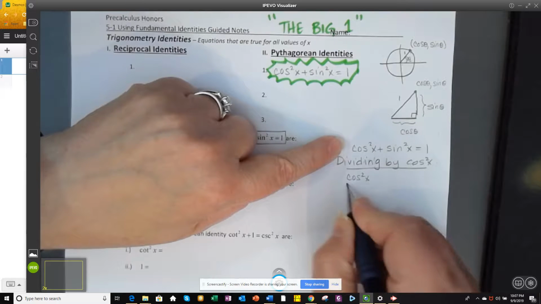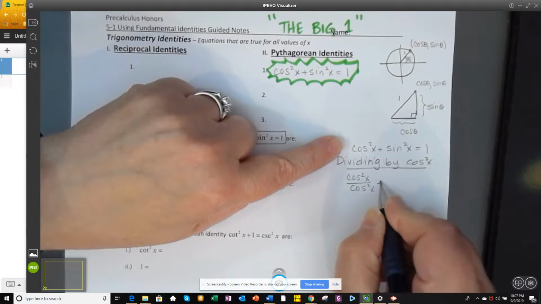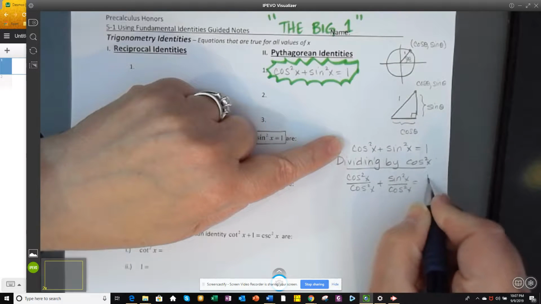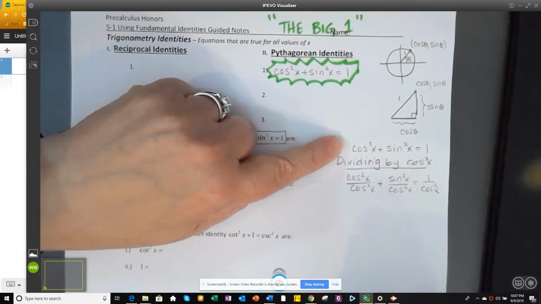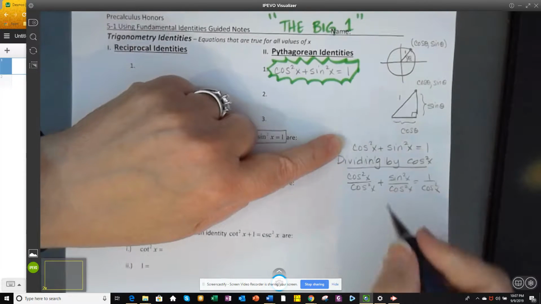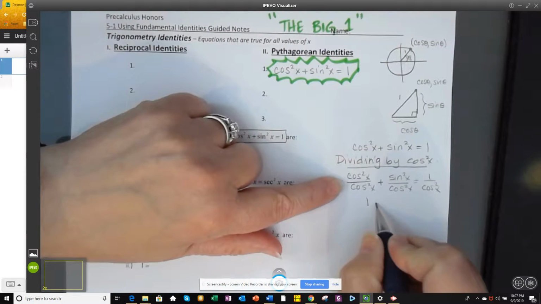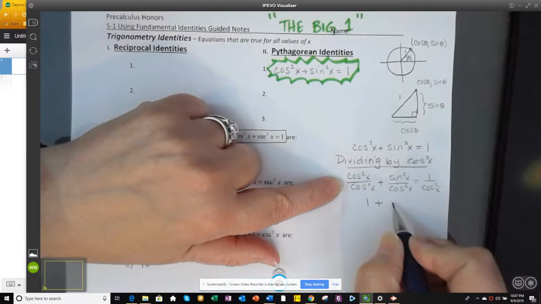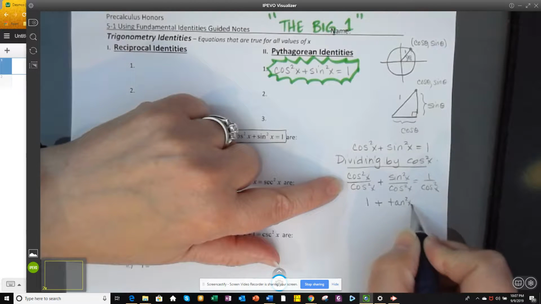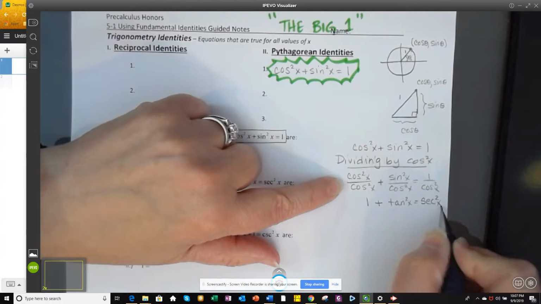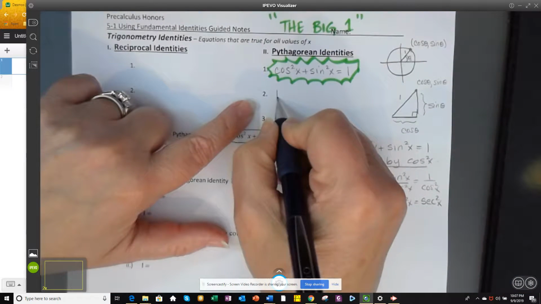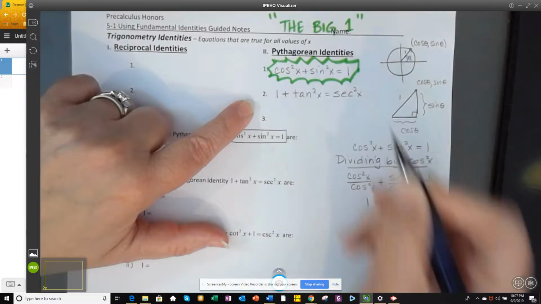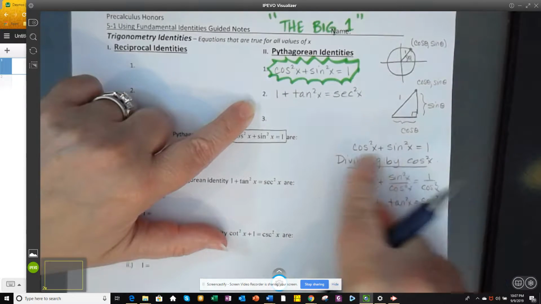cosine squared x over cosine squared x plus sine squared x over cosine squared x equals 1 over cosine squared x. Okay, now cosine squared over cosine squared is just 1 plus, and then sine squared over cosine squared, well, sine x over cosine x is tangent, so this would be tangent squared x equals secant squared x. So this is our second identity here. So 1 plus tangent squared x equals secant squared x.